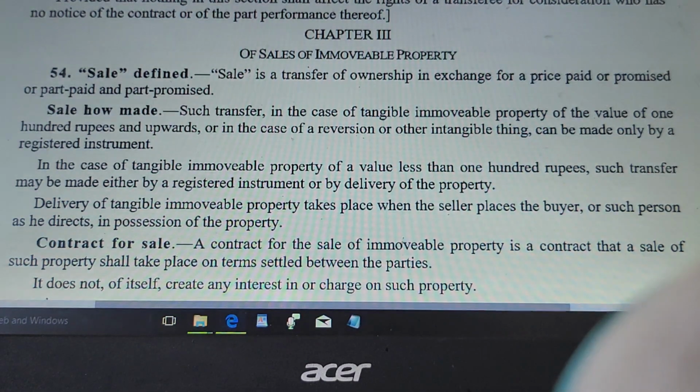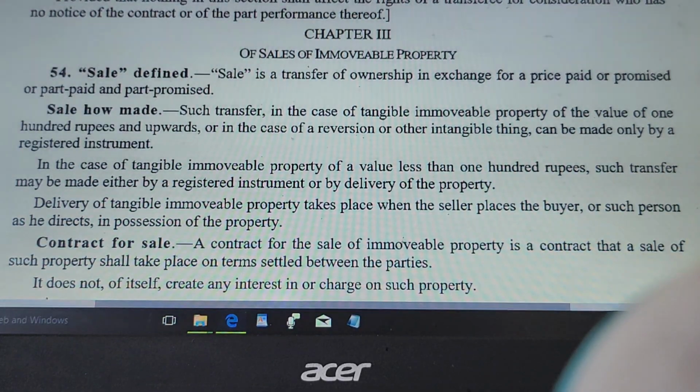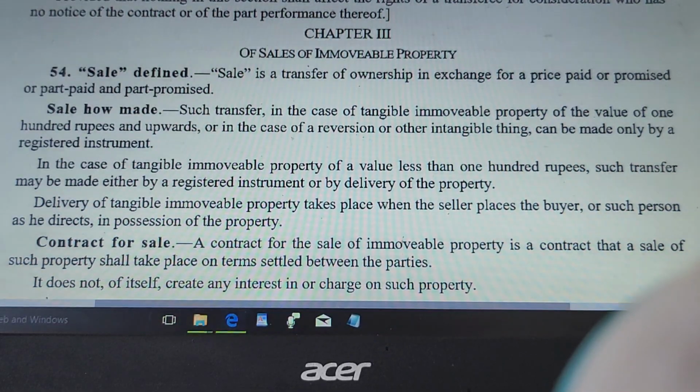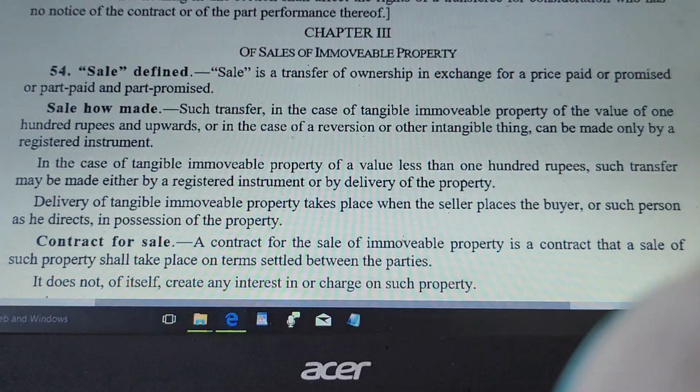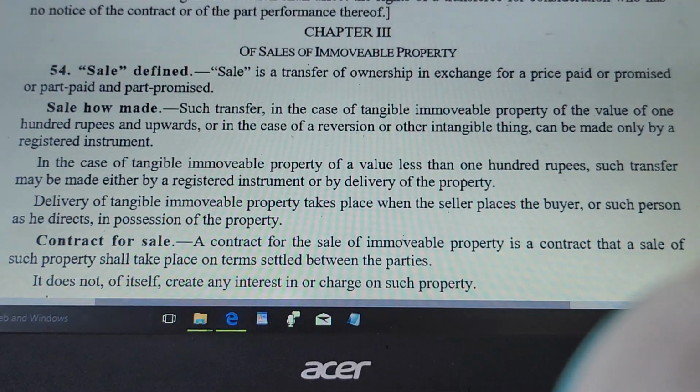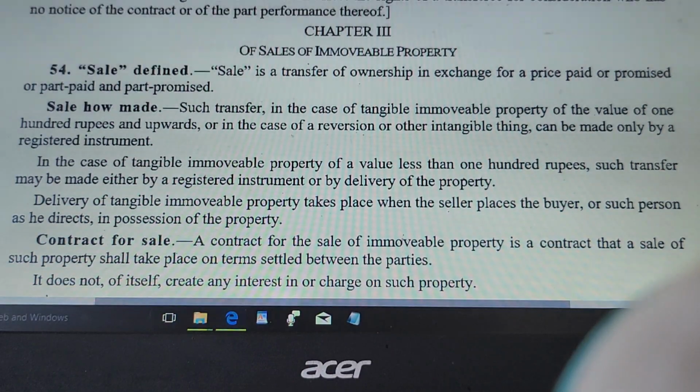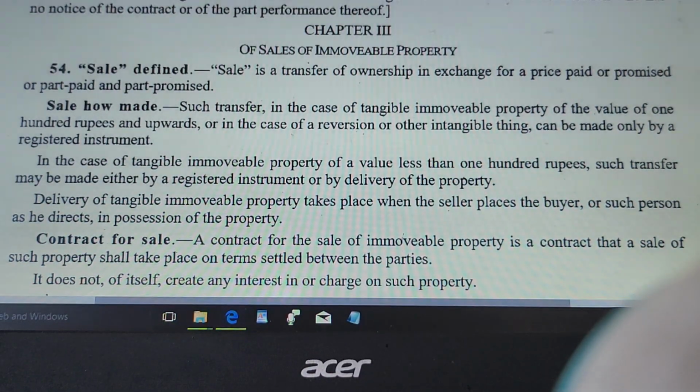We're back at Chapter 3 of sales of immovable property. Chapter 3. 54. Sale. Define. Sale is a transfer of ownership in exchange for a price paid or promised, or part paid and part promised.